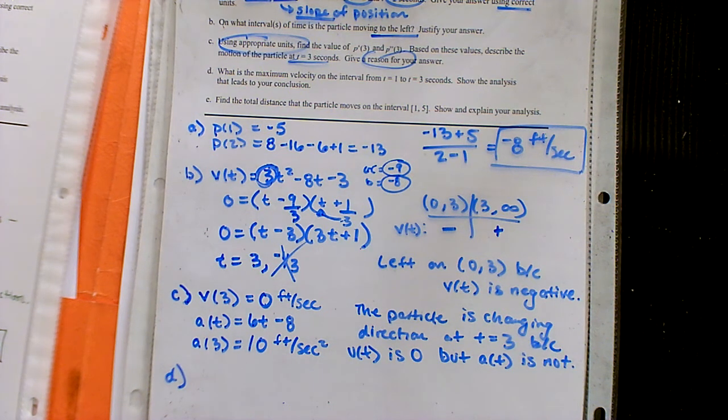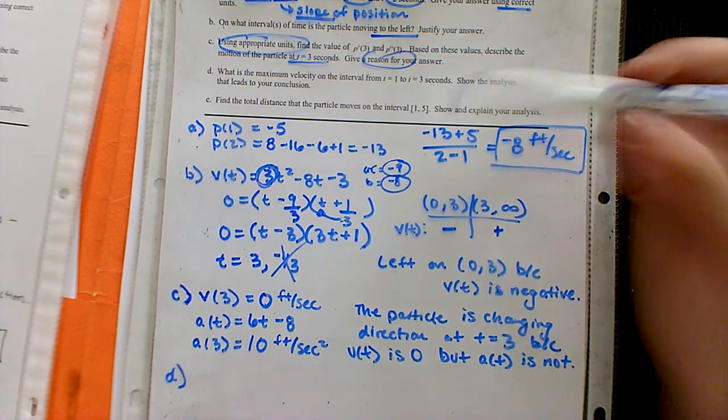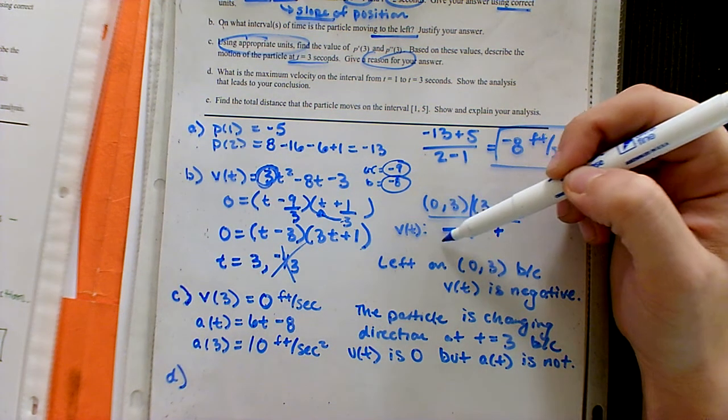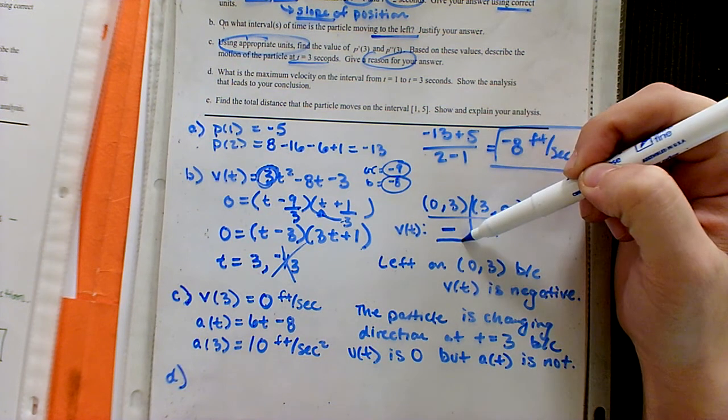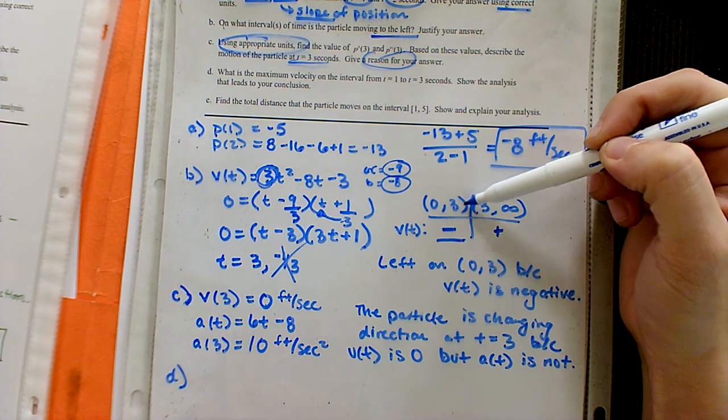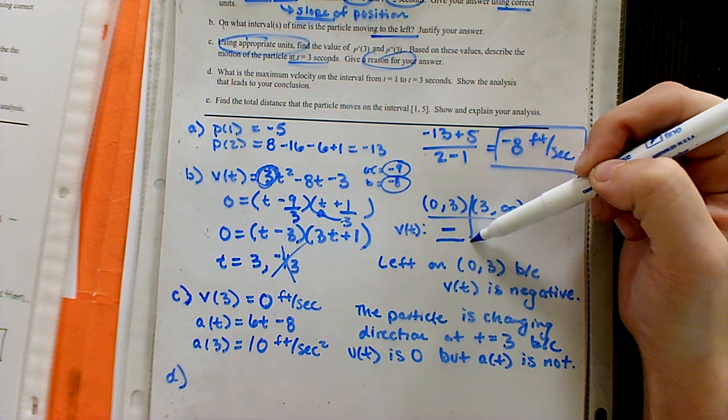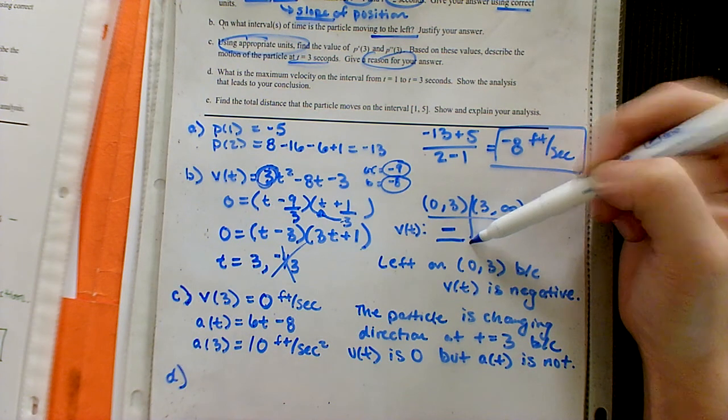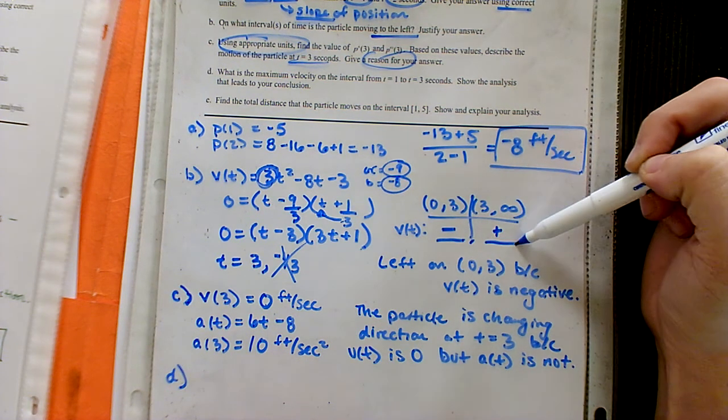So is it rotating like 3-dimensionally? What do you mean by the 3rd dimension? I'm just kind of confused. Where is it rotating to? So this is telling us from 0 to 3, it's moving to the left. If its velocity is 0, that means it's stationary at this time. And then on this interval, it's moving to the right.